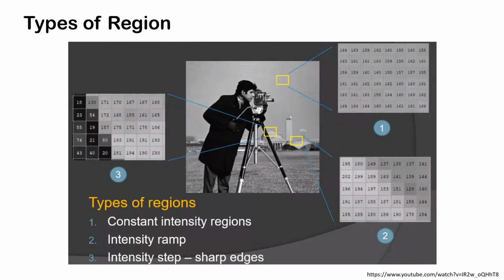Whereas the last one here, the third area over here, they call it the intensity step, which has very sharp edges. Step means from very dark to very high. So you can see here there's a very dark area, and later there is a background that is quite bright. If you zoom down, you can see that the grayscale value is very dark and then jumps to very bright. So this is a very sharp edge, they call it. Right, so these are the normal regions that you can find in an image, especially a grayscale one.